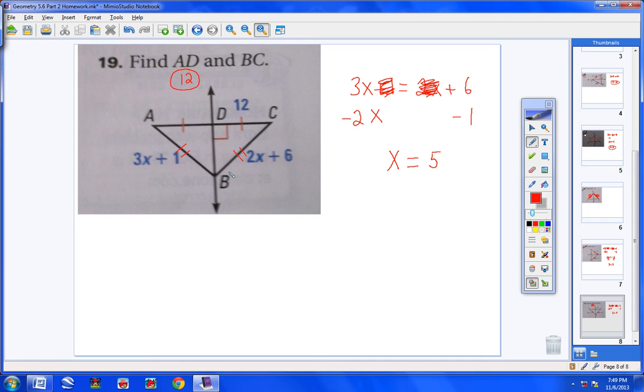Now, they want us to find the length of BC, this segment right here. Well, the algebra representation for BC is 2x plus 6. So where the x is, I'm going to substitute 5, and then go from there. 10 plus 6. 2 times 5 is 10. 10 plus 6 is 16. So the measurement of BC is 16.